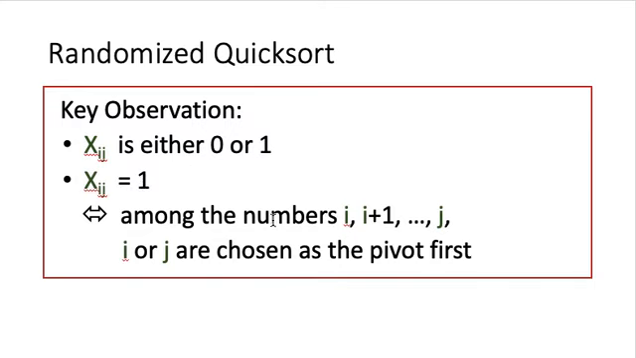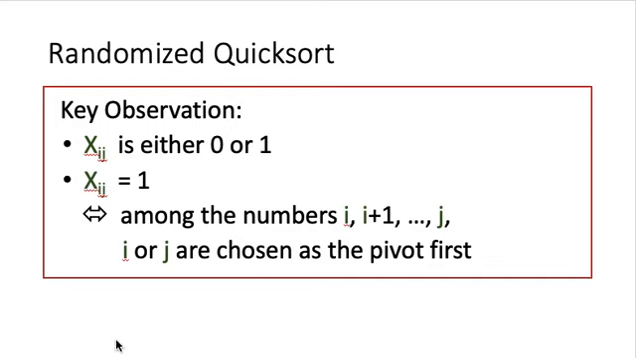We will see that it happens if and only if, among the numbers from i to j inclusively, i or j is selected as the pivot earlier than any of the numbers inside. Because if any number strictly in between is selected as a pivot, i and j will have no chance to be compared. On the other hand, if i is selected first, i will be compared with everyone here, so i will be compared with j. And similarly, when j is selected as a pivot first, j will be compared with i.